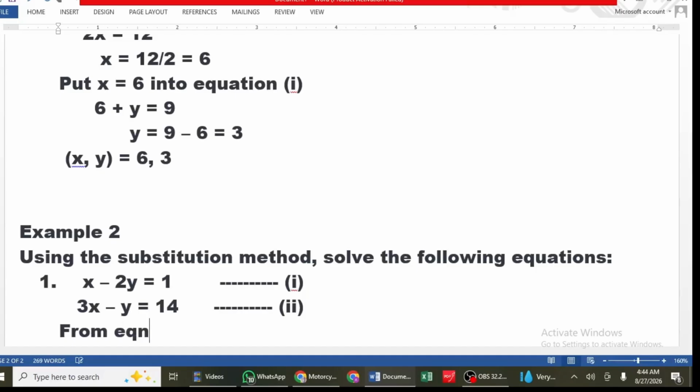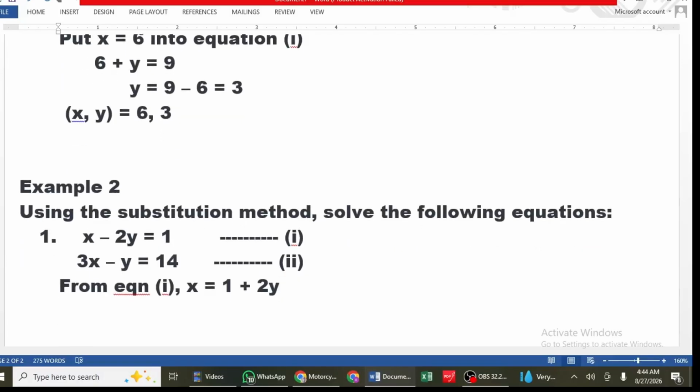From equation 1, let us make s the subject of the formula. From there, s will be equals to 1 plus 2y. Then you substitute this in the second equation. Anywhere you see s in the second equation, you replace it with 1 plus 2y. Then in the second equation, 3s will now be 3 into bracket 1 plus 2y, then minus y is equals to 14.